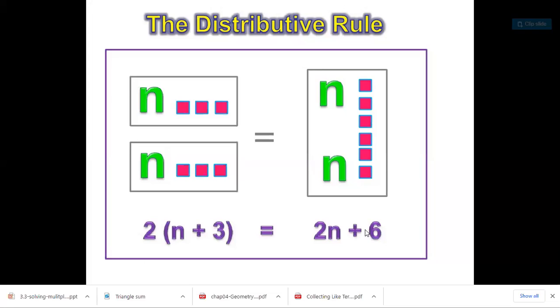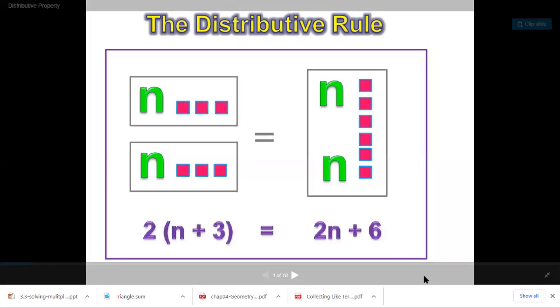No, we can't, because 2n and 6 are unlike terms, so I can't add them. I can't simplify more. So the answer for this question, when you have 2 and then n plus 3, is 2 times n, which equals 2n, and 2 times 3, which equals 6. I'm explaining the distributive property now. This is not an equation.